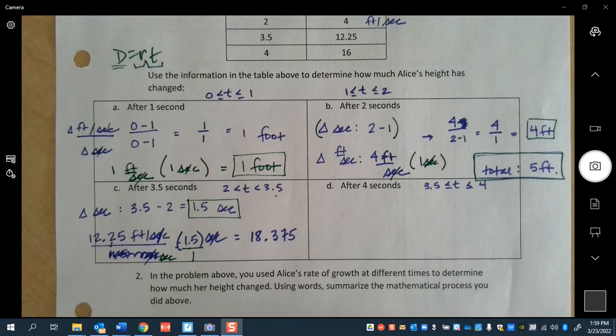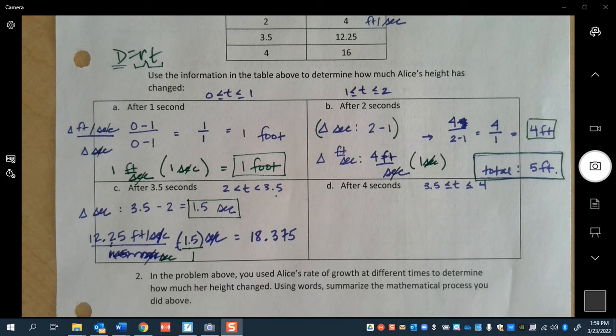But it's asking how much she changed. So like she got to 4 feet, but she didn't, it was 1 plus 3 feet is how much she got to 3 feet, just the difference between. Except for that wasn't her height.